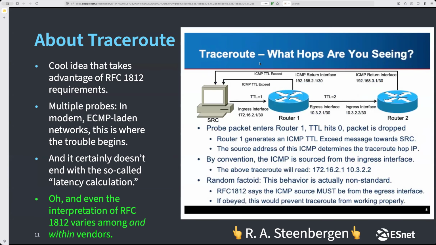And one of the things that Raz says at the end here is that RFC 1812 says that ICMP must be sourced from the egress interface, but that's not what traceroute actually relies on. It actually relies on it being sourced from the ingress interface. But there is an exception to that rule, which I will show you later.